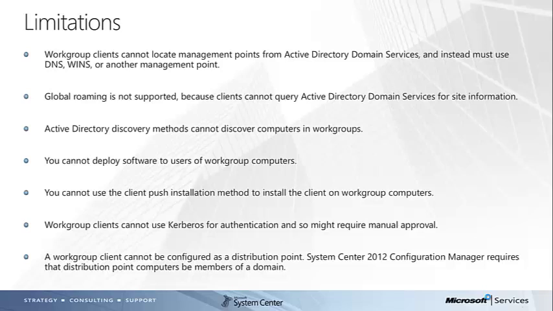To start with, we'll look at the limitations. It's limited in a way where you cannot use Active Directory to locate management points. It has to rely on DNS, WINS, or another management point, and we are going to focus on DNS here. It cannot use Active Directory since it's in a workgroup. Since the global roaming feature also requires Active Directory, that will also not work. Active Directory discovery methods cannot discover computers in workgroups.